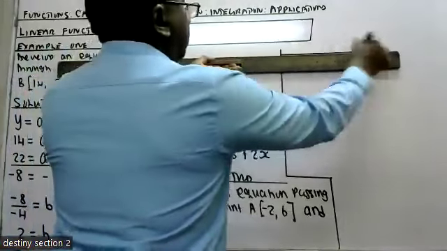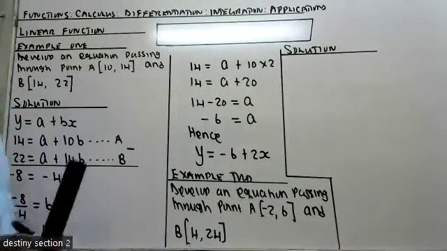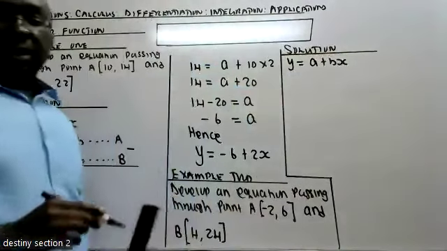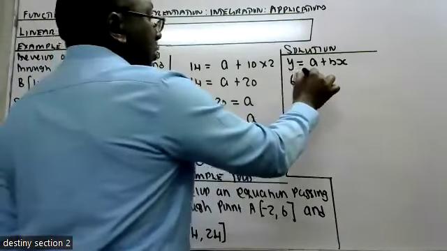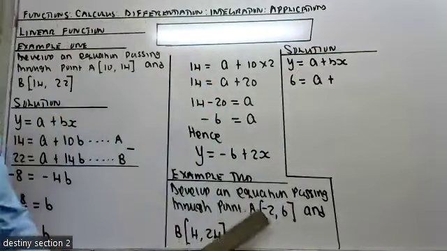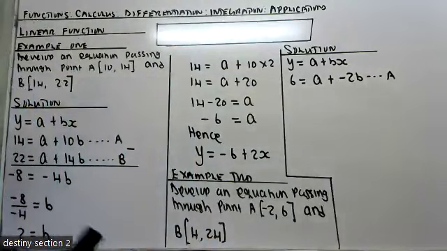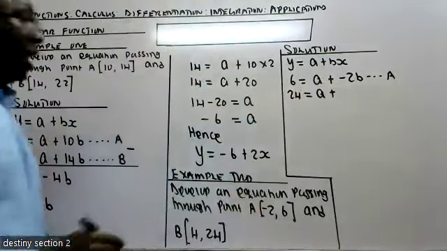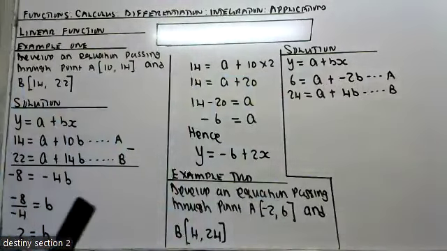Now, the solution is you begin with the format Y equals A plus BX. That is the format. Then you substitute. Y is 6, so this is A plus the value of X, which is negative 2, so minus 2B. This is because of point A. Then we have 24 being equal to A plus 4B, because of point B there.